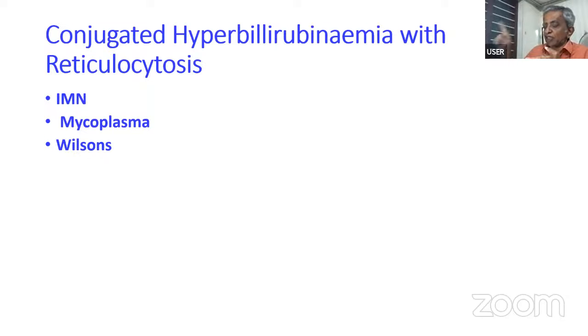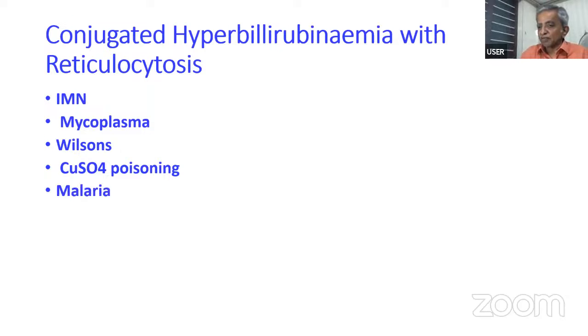At the same time, liver is damaged. So you can have a conjugated hyperbilirubinemia along with hemolysis. So reticulocyte count will be high. Again, copper sulfate poisoning. Copper is an erythrotoxin. It is a hepatotoxin, it's a renal toxin. Therefore, copper sulfate poisoning can produce reticulocytosis as well as hepatocellular type of jaundice.